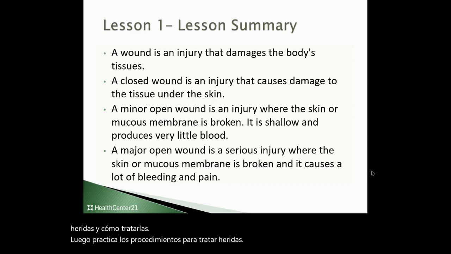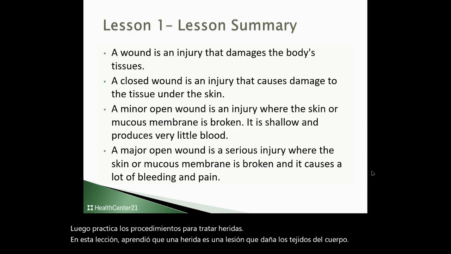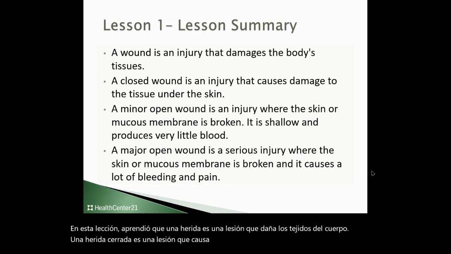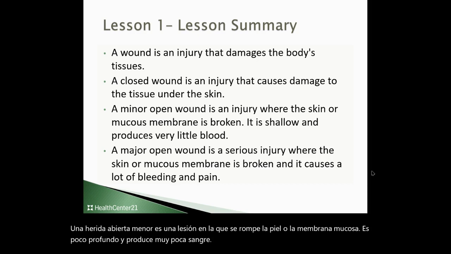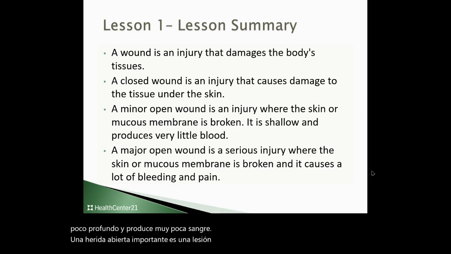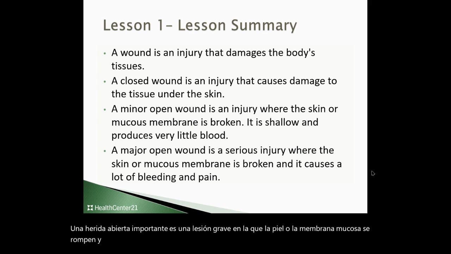In this lesson, you learned that a wound is an injury that damages the body's tissues. A closed wound is an injury that causes damage to the tissue under the skin. A minor open wound is an injury where the skin or mucous membrane is broken. It is shallow and produces very little blood. A major open wound is a serious injury where the skin or mucous membrane is broken and it causes a lot of bleeding and pain.